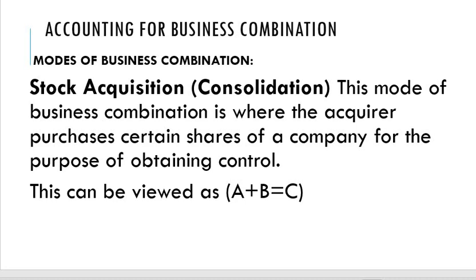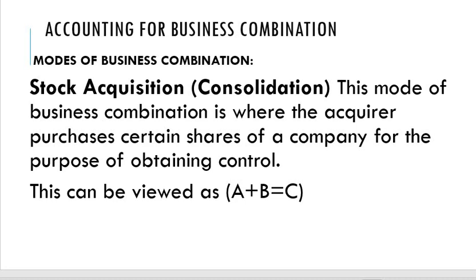Meaning to say, if A is the acquirer and B is the acquiree, A will become the parent and B the subsidiary. So in stock acquisition, there is a parent and subsidiary relationship. A will prepare its separate financial statements, and B will remain as a legal entity and also prepare its financial statements.